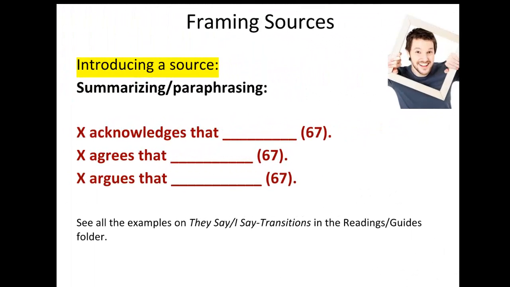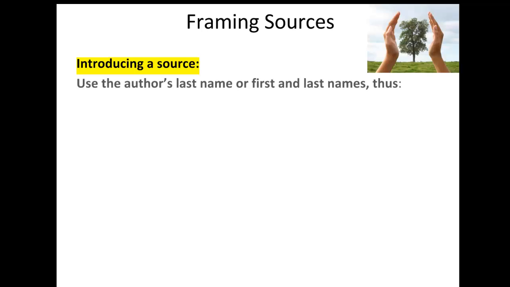There are some templates for introducing summarized materials. For each type of example we'll look at, there are more on the sheet in the Reading Guides folder. So, in these templates, X is the author's name, followed by some possible introductory wordings. The line is for the information taken from the source, and the form of the parenthetical citation is at the end of the sentence. When you introduce your reader to an author in an academic essay, use either the first and last names or just the last name of the author.